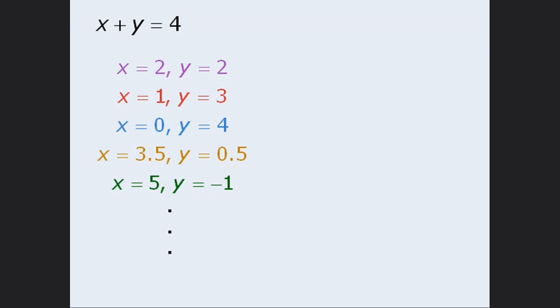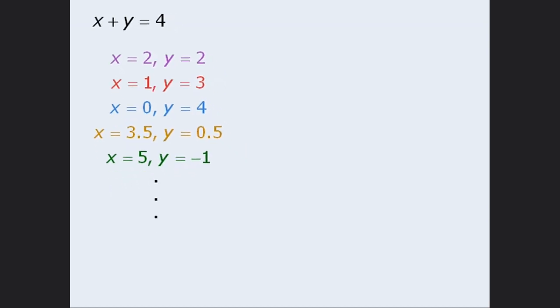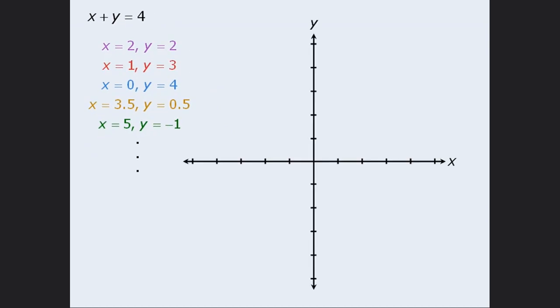So how do we handle this? How do we show every possible solution to this equation? Well, that's where the coordinate plane comes in. We can take this solution and represent it with the point where the coordinates of that point are x equals 2 and y equals 2, just as in the solution. Similarly, we can take this solution and represent it with the point with coordinates x equals 1 and y equals 3. We can do the same with this solution and the same with these 2 solutions.